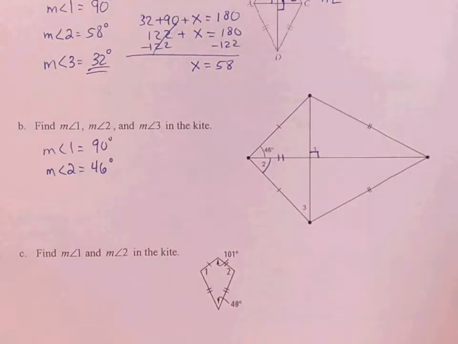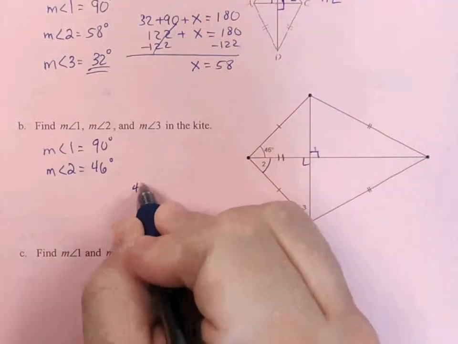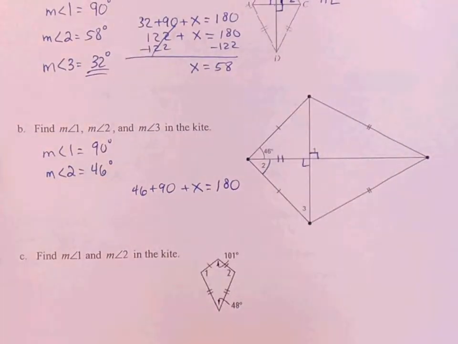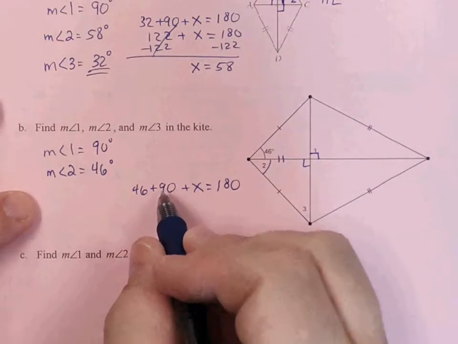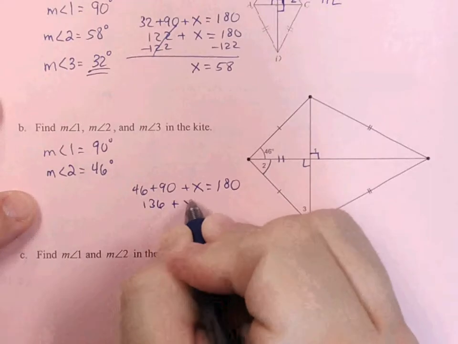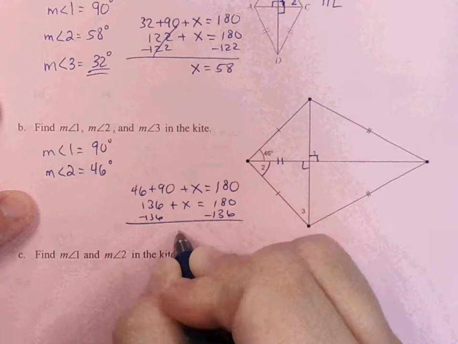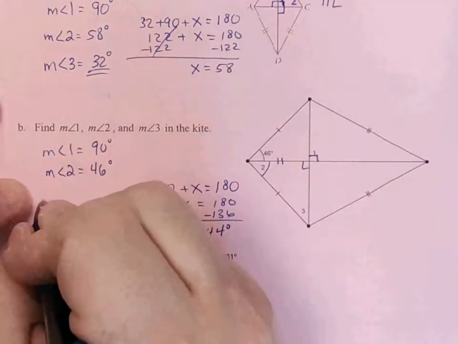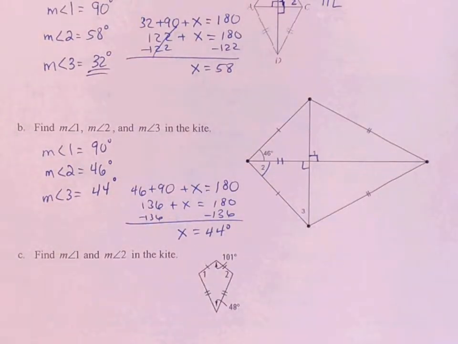So now we've got to figure out what the measure of angle 3 is, and the measure of angle 3 is going to be 46 plus 90 plus x equals 180. We're going to look at just this small little triangle, and we should be able to figure it out that way. 46 plus 90 is 136. And if we subtract off 136, x is going to be equal to 44. So the measure of angle 3 is 44 degrees.